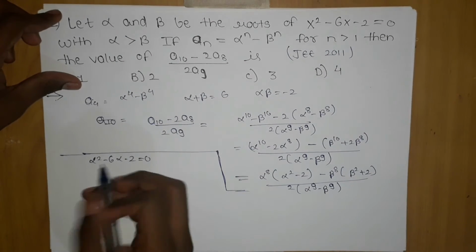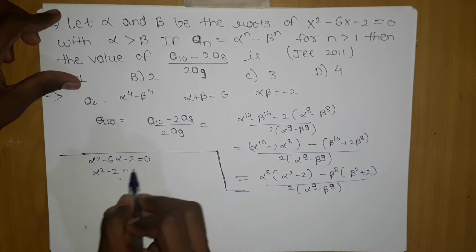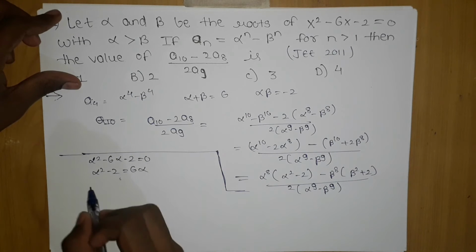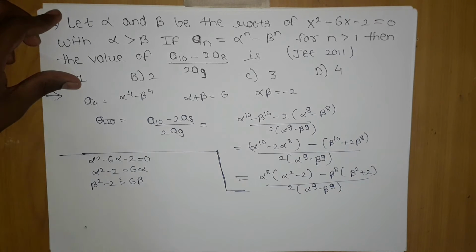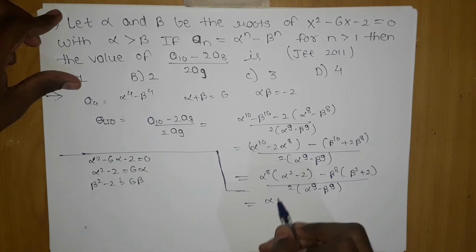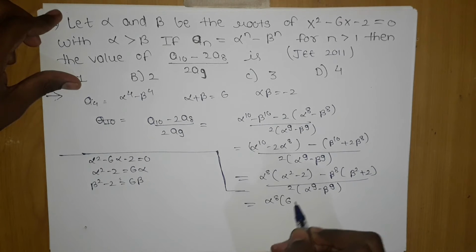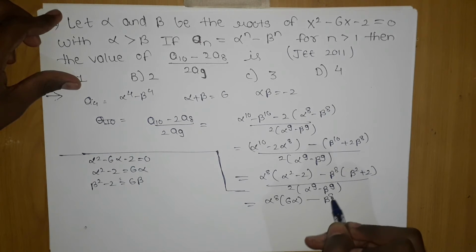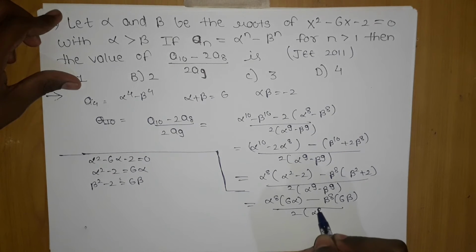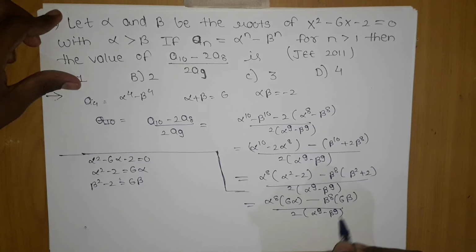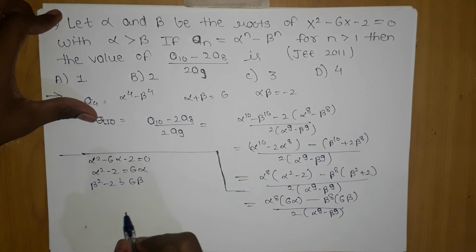So you should be alert in the question. Alpha square minus 2 is equal to 6 alpha. Similarly, beta square minus 2 is 6 beta. Let's put this value here. What do we get? It will be alpha to the power 8 into 6 alpha minus beta to the power 8 into 6 beta, upon 2 into alpha to the power 9 minus beta to the power 9. And the next step I am doing here.